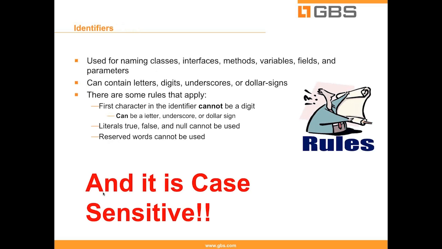Identifiers are simply the way that we set up, if you will, the names for classes, interfaces, methods, variables, parameters. They can contain letters, digits, underscores. The first character can't be a digit. It can be a letter, an underscore, or a dollar sign. Literals true, false, and null cannot be used. Reserved words can't be used. And this was a single bullet line before, but I was accused of not pointing it out with enough emphasis, so hopefully I've corrected that here. It is case sensitive. I get asked a lot, when is Java not going to be case sensitive?